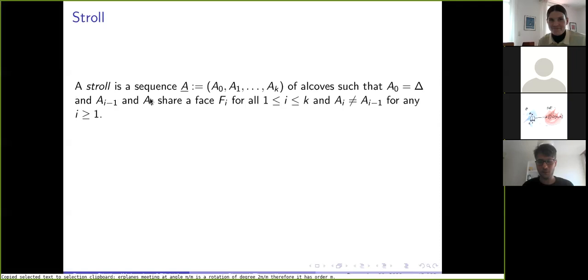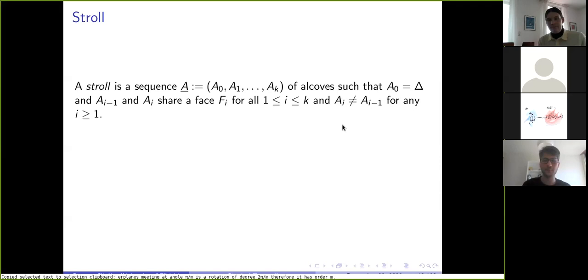A stroll will be a sequence of alcoves such that it starts with the fundamental alcove, and each consecutive alcove has to share a face. You can think of it as moving through alcoves through shared faces. And I'll show you a picture in a moment, which will make it clear. But for now, we won't allow two consecutive alcoves to be the same. There's a remark in the book which says in section 3, we will redefine stroll to allow two consecutive alcoves to be the same, but for this talk, we're not allowing it.